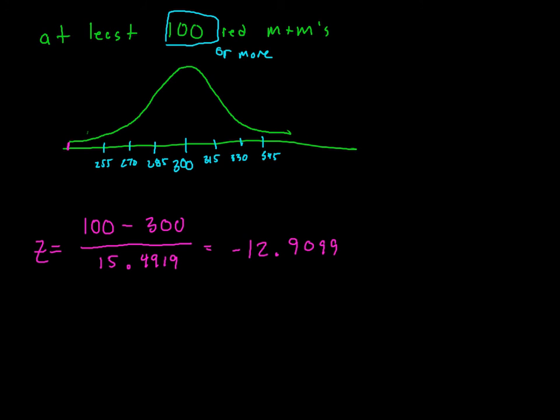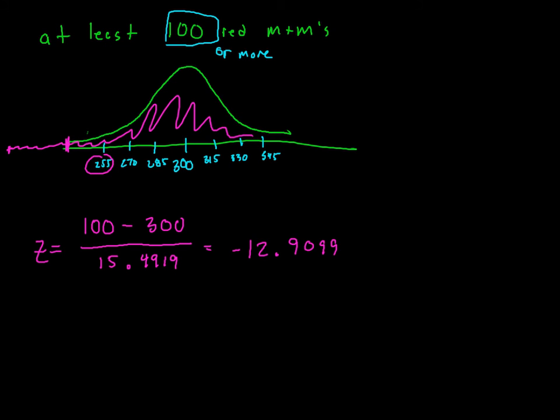So, to answer this question, think about this: I want 100 or more. 100 doesn't even do it justice. It's way down here. This is -3, and I'm at -12. But I want to find the probability of 100 or more. That's going to be the probability of anywhere above this. This is going to be, for the most part, 0.99999.